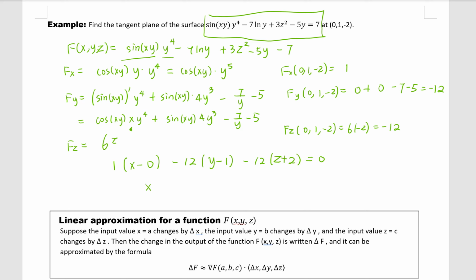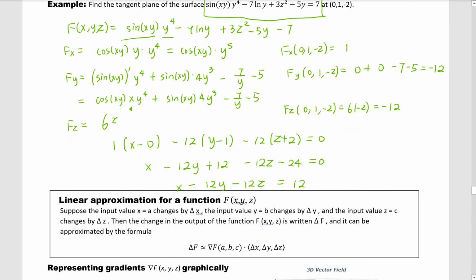So x minus 12y minus 12z. Okay, 12 minus 24 is -12, but when we move -12 to the other side, it becomes positive 12. So this is our tangent plane equation. Do you have the same answer?